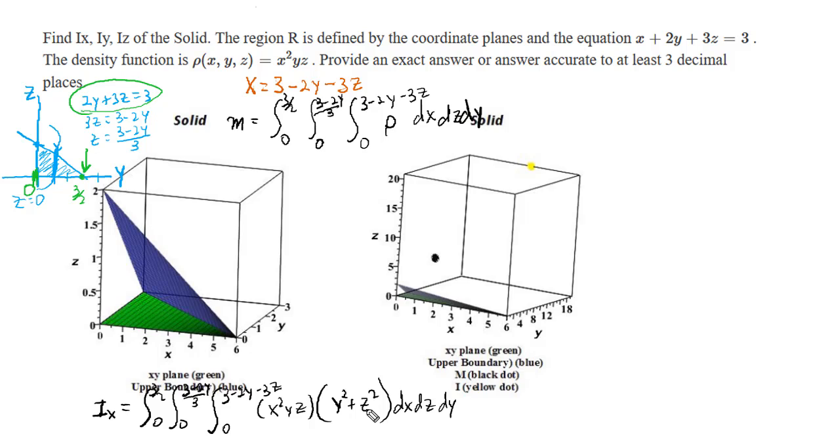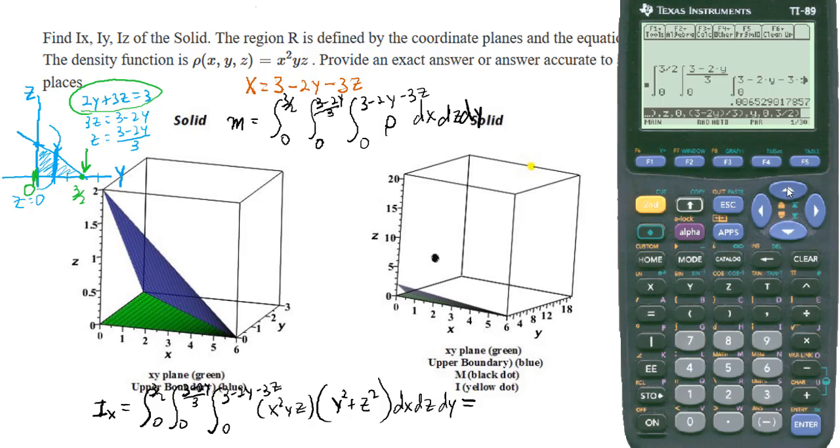Now I will take out my TI-89 and perform that integral. That's going to be quite a bit of typing. So when I get this typed properly on my TI-89, you can see the decimal value comes out to be 0.006529, and to 3 decimal places that would be 0.007.